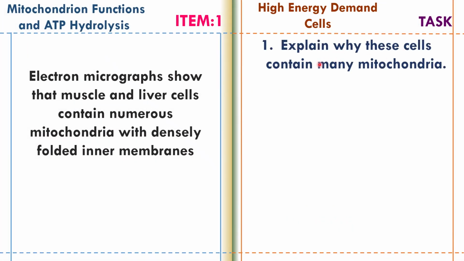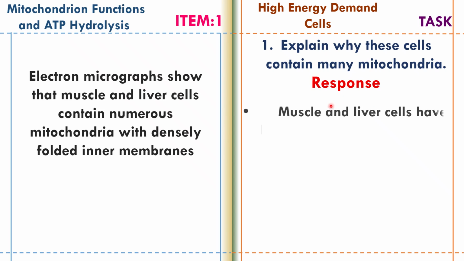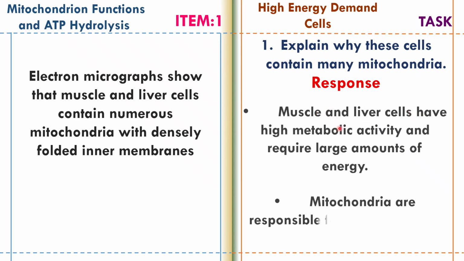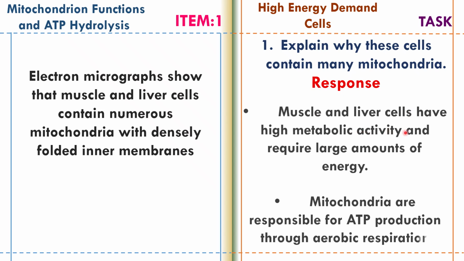Explain why these cells contain many mitochondria. Muscle and liver cells have high metabolic activity and require large amounts of energy. Mitochondria are responsible for ATP production through aerobic respiration.